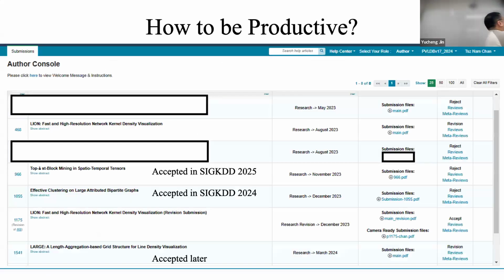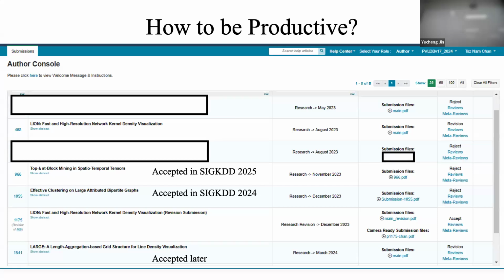Okay, I still have 2 slides. How to be productive? This is how I submitted papers to VLDB 2024. Maybe you think this is the end of the road when you get rejected. This year you may only have 1 paper here in Microsoft CMT, and you can see the big word reject here. Then you think that is the end of it, but in fact it's not. I also get many rejections, but ultimately you can see 1 exception.